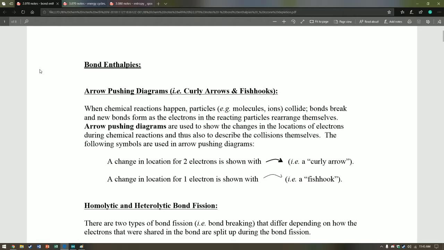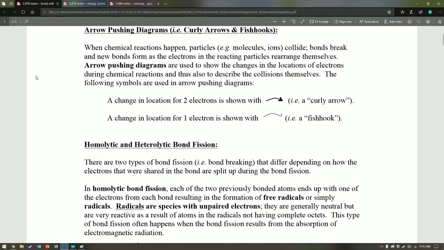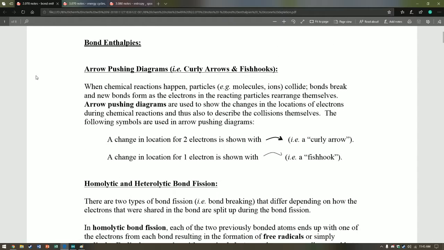Bond enthalpies. Today's topic, and before we introduce the actual topic itself, let's go over a bit of notation that we'll probably be using. So, arrow pushing diagrams are arrows that are used to describe where valence electrons go during a chemical reaction. If we have a pair of electrons, we denote it using a curly arrow, or a full arrowhead, or for one electron, we use a fishhook or a half arrowhead.